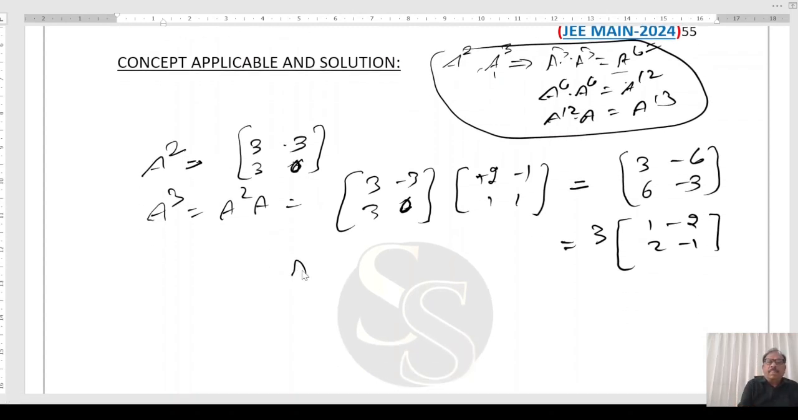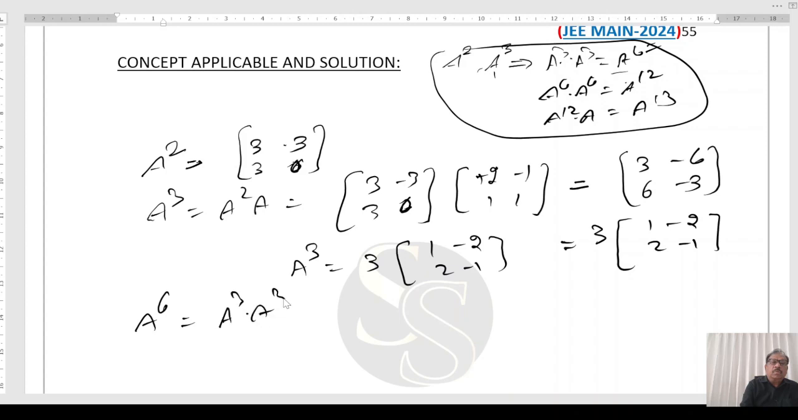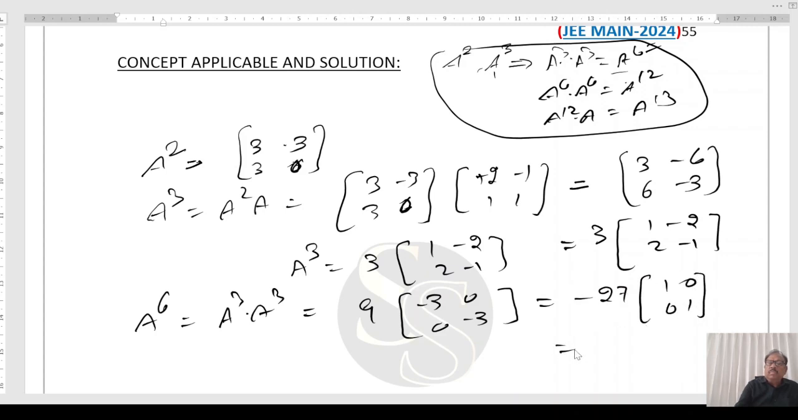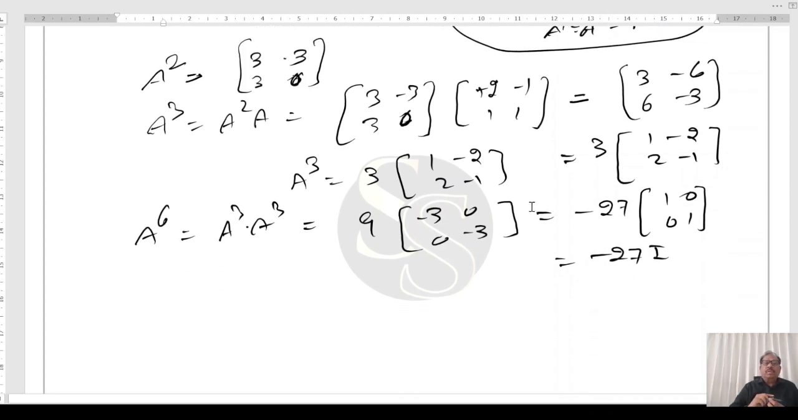A cube comes out to be 3 [1, -2; 2, -1]. Now A to the power 6, A cube into A cube. 3 into 3, 9. This comes out to be A to the power 6, [-3, 0; 0, -3]. If we take minus 3 common, minus 27 [1, 0; 0, 1]. This is minus 27 I. Right? A^6.